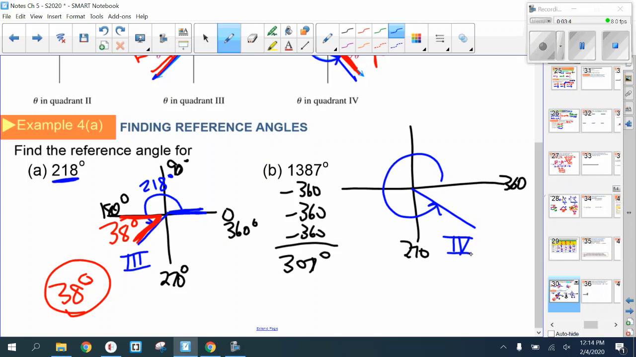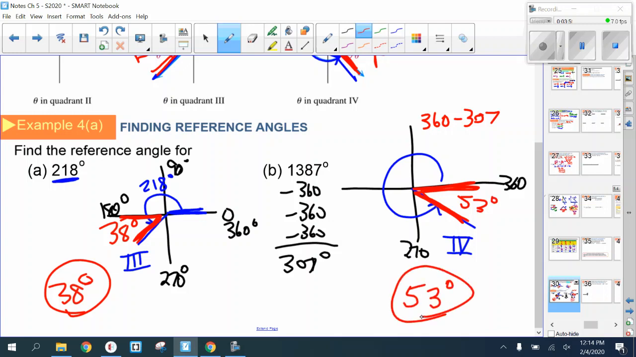Either way, I don't care because what I really need is this angle right here. I need to know how far from 360 that is, basically. So your math would be 360 minus 307. But I care about this right here. That's going to be 53 degrees. So your reference angle would be 53 degrees. That is going to be insanely important that you can do that.